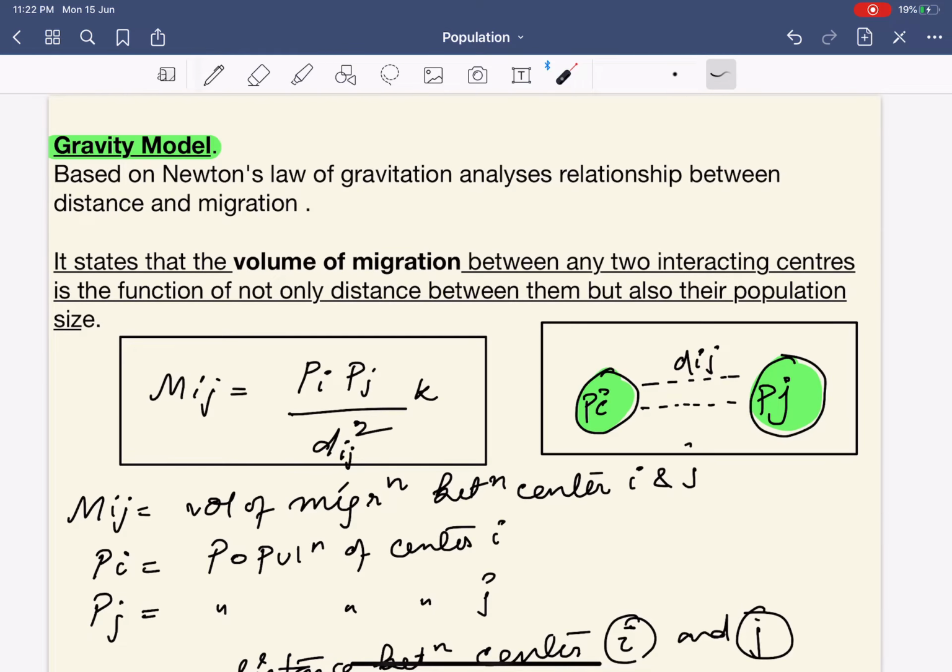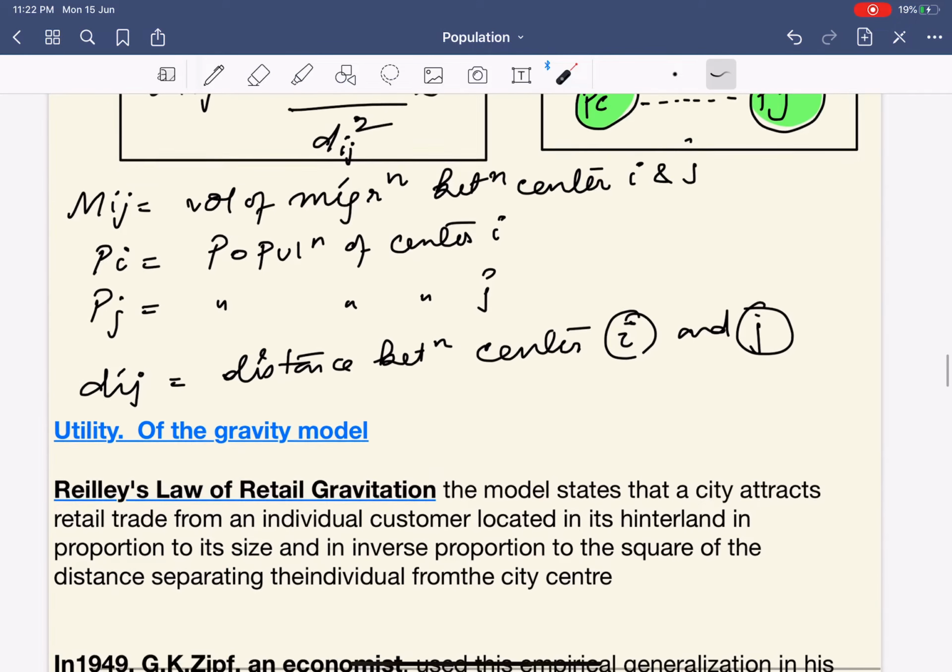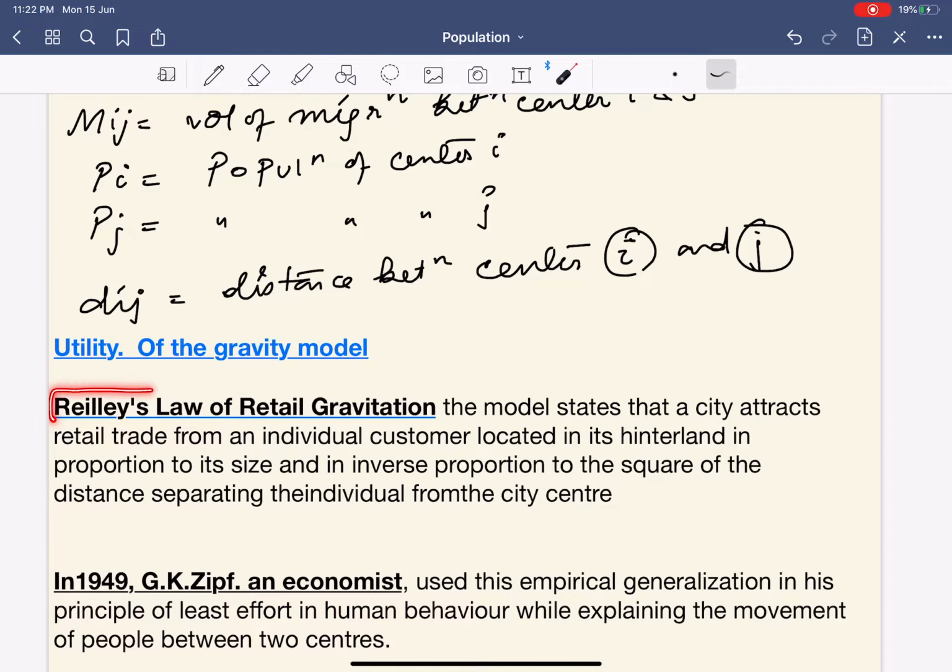Now let us understand how this gravity model has been utilized. What are the fields in which the gravity model of migration has been utilized in other theories? The first of all was Rayleigh's law of radial gravitation. Remember that we will be studying it while we delimitate the urban place. Delimitation is nothing but analyzing the boundary of a particular urban place.